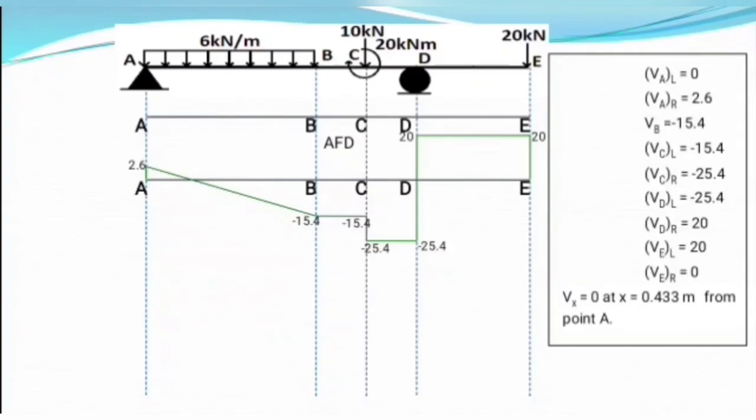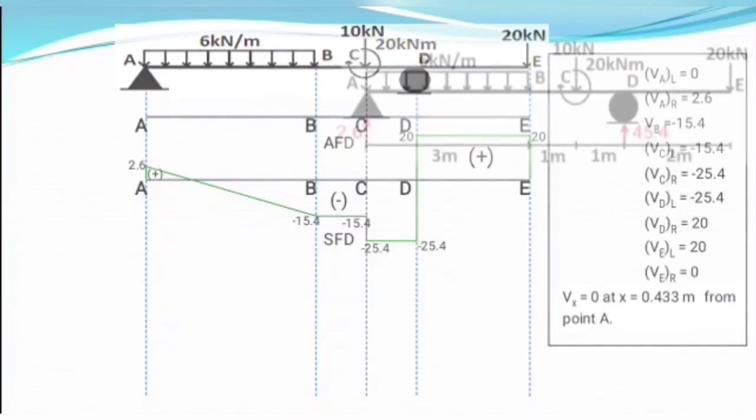Vx shear force equals 0 at x equals 0.433 meter from point A. Here the shear force changes its sign. You can see that between points A and B, the shear force changes its sign at a distance of 0.433 meter from point A. This portion is positive, this is negative, and this is again positive shear force. So this is our shear force diagram.